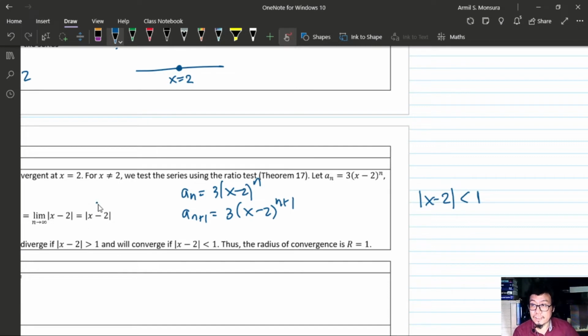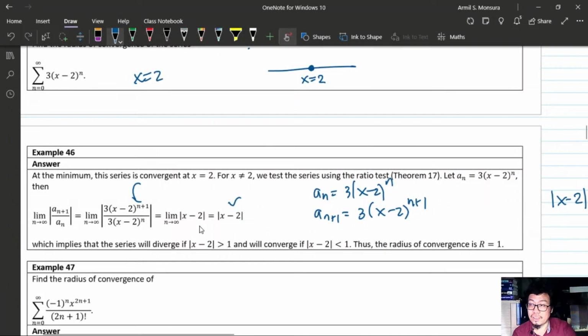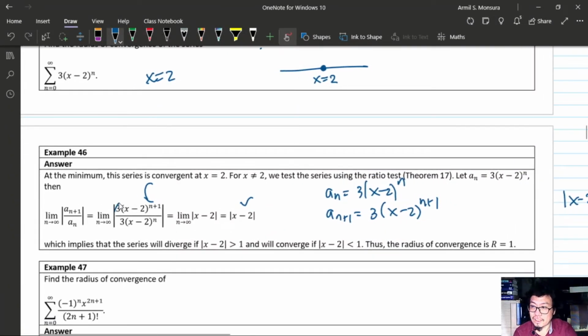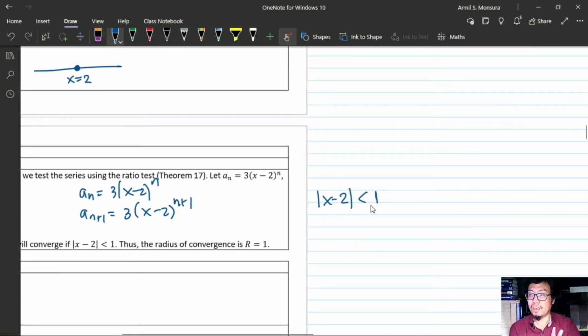Since it ends up as a finite number for a particular value of x, I hope you are able to get why this becomes x minus 2. You can cancel 3 here, you can cancel this, and what is left is x minus 2. And since there is no n here, for this limit, this number is a constant. So therefore, its limit is simply that constant. According to the ratio test, that series would converge if that finite number is less than 1.